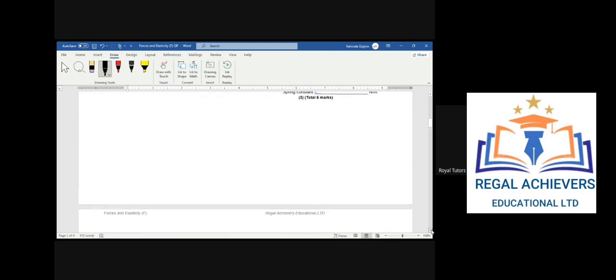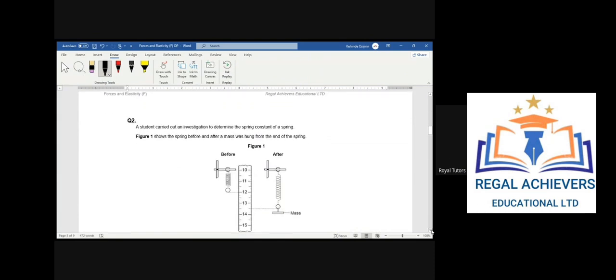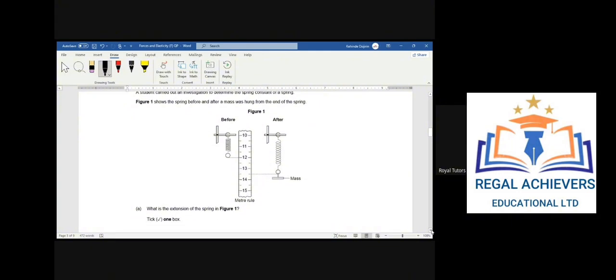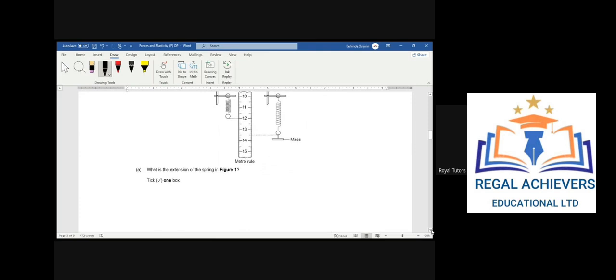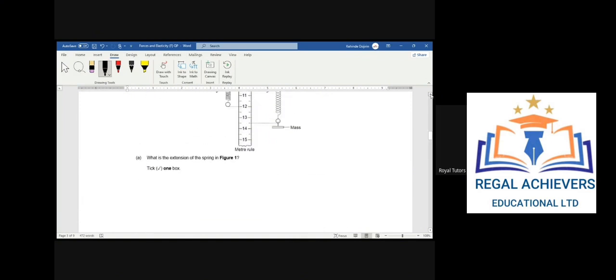That's a 6 marker right there. The next question says, a student carried out an investigation to determine the spring constant of a spring. Figure 1 shows the spring before and after a mass was hung from the end of the spring. What is the extension of the spring in figure 1? They say tick 1 box. So how do you determine the extension?